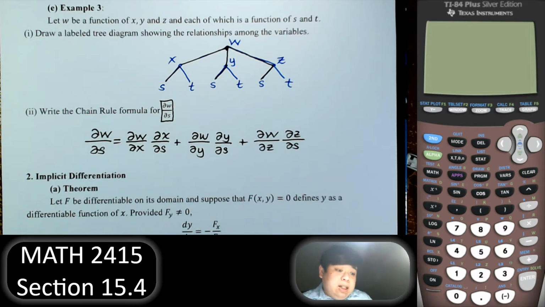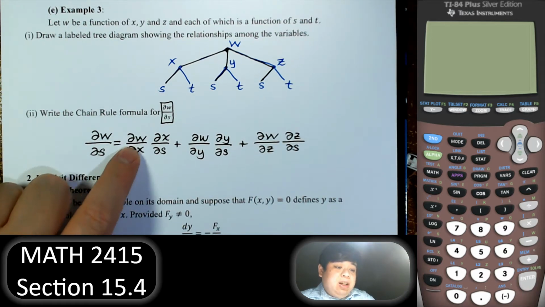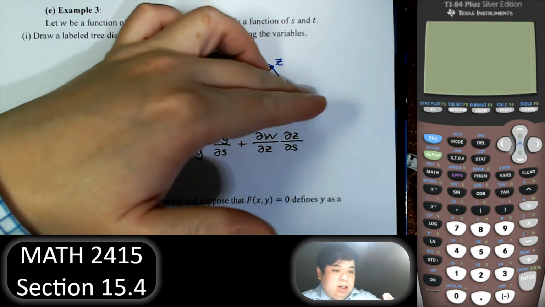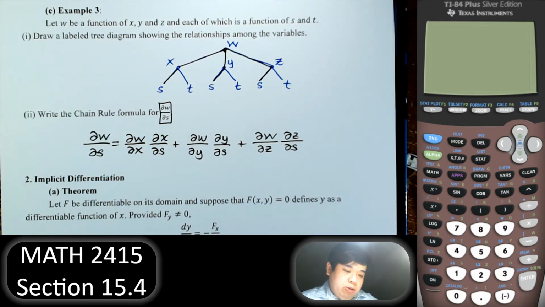If we do that, make sure that everything is in terms of s and t. So write the answer in terms of the bottom variables. Right, so that's very nice. It's not that complicated at all.